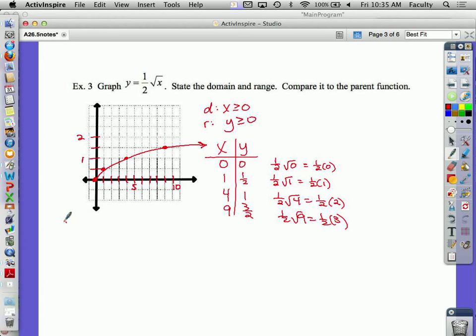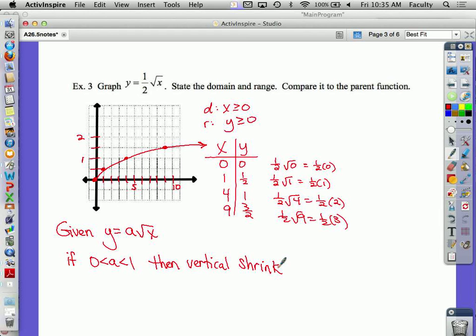Okay. Let's write this down so it's in our notes. Given y equals a square root x, if a is between 0 and 1, then it's a vertical shrink. So on this one, because it's not going up as high. If a is greater than 1, then it's a vertical stretch. So, since we have a 1/2, this is a vertical shrink.